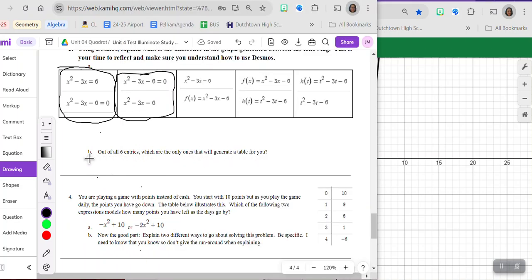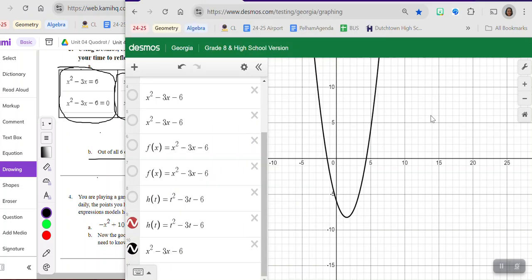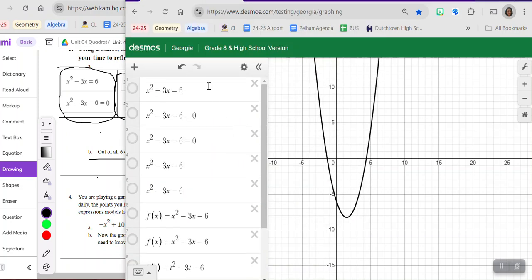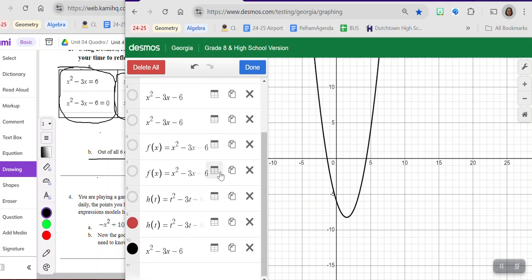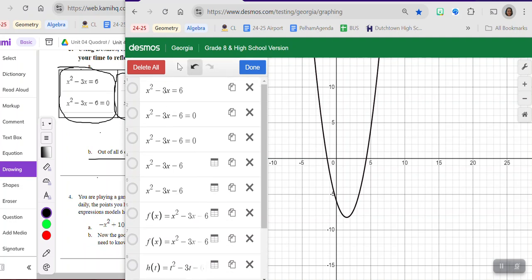Out of all 6 entries, which are the only ones that will generate a table for you? It's a good question. So let's find out. See, this one doesn't generate a table. No table, no table. This one does. This one, it's the same thing, does. Let me see. Table, table, table, table, table. Interesting.